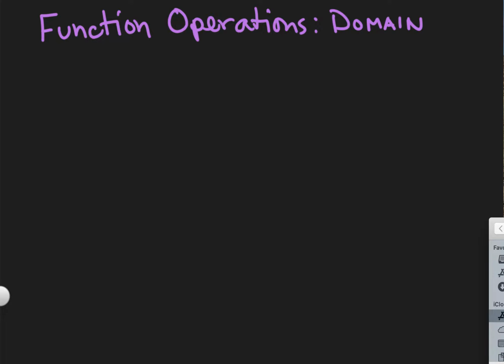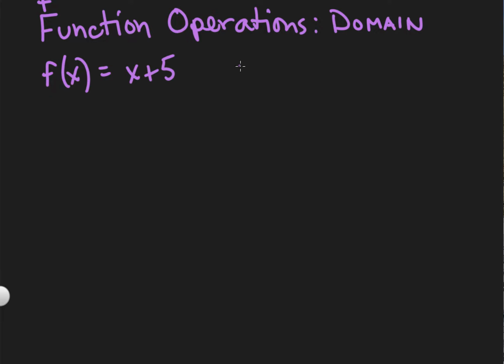We are going to find the domain given functions and function operations. So we're going to start with the example f of x equals x plus 5, and g of x equals 2x plus 3. When we find the domain of function operations, we have to consider both f of x and g of x, and in addition to that, we'll have to limit values if we end up with a denominator.